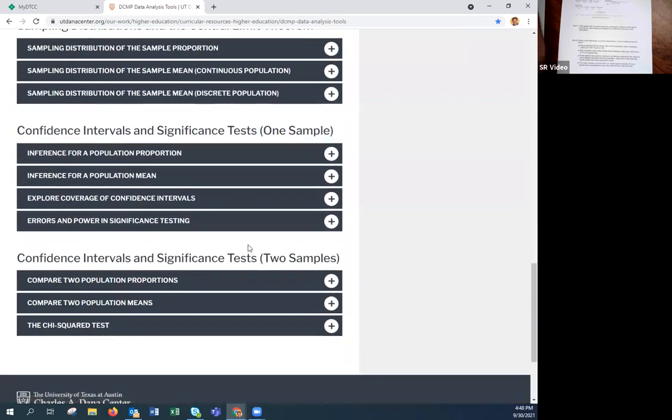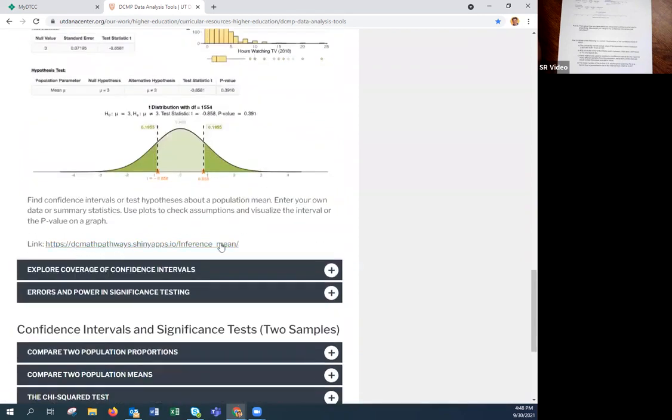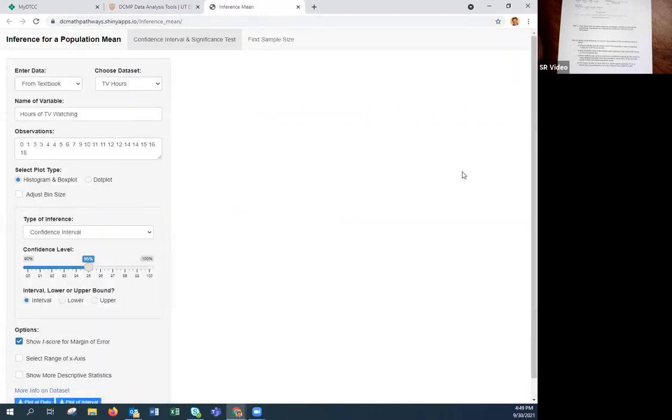And now what we're going to be working on in the 12C and 12D lessons are confidence intervals for one sample in 12C and confidence intervals for two samples in 12D. So the one they want you to use here is inference for a population mean. You can see that this link right here is the same link that's in the lesson. If I click on this, it's going to bring me to that particular app within the data analysis tool pack. I'm going to pause just for a second until it comes up. Okay.